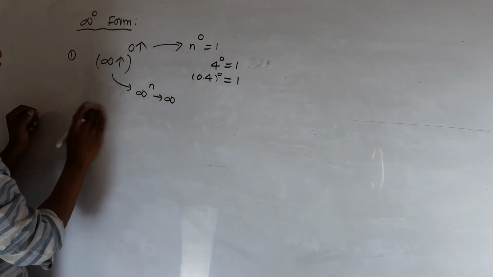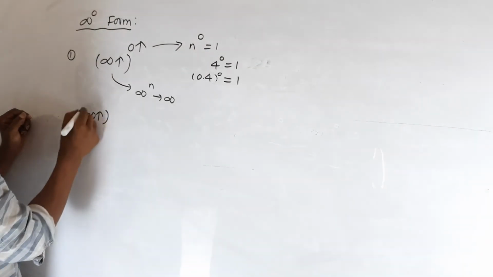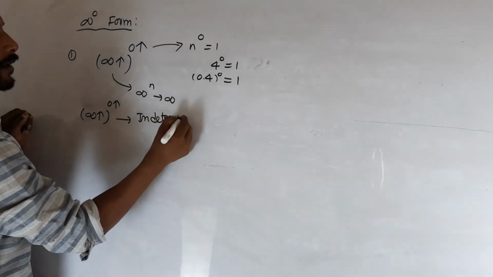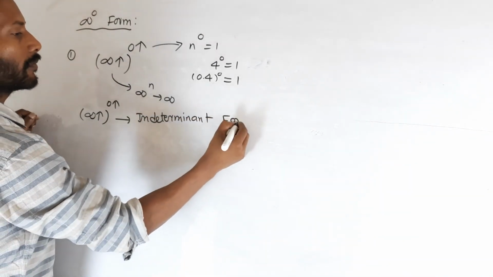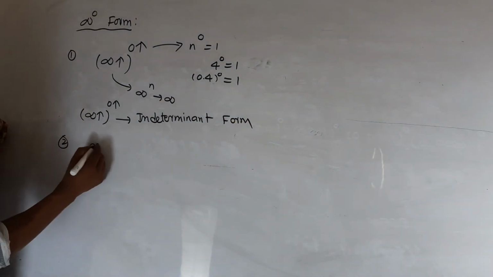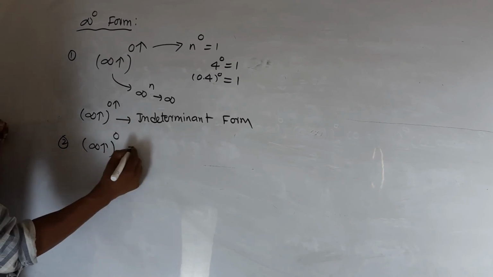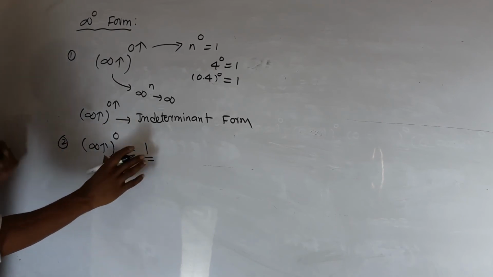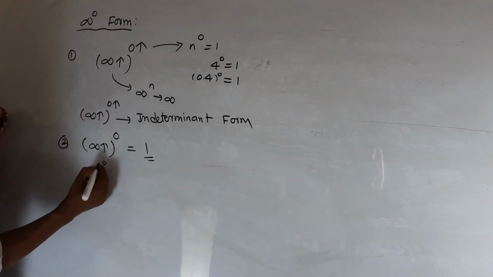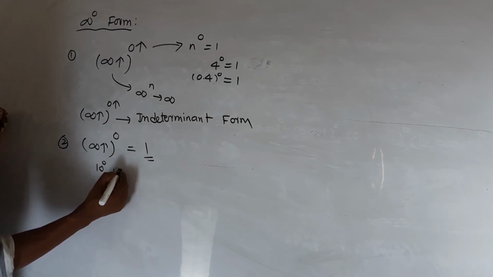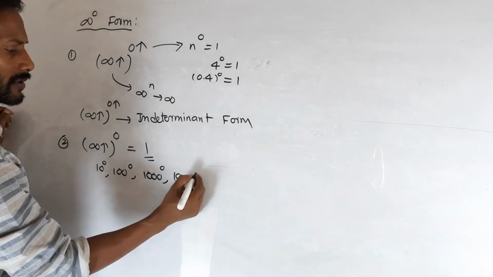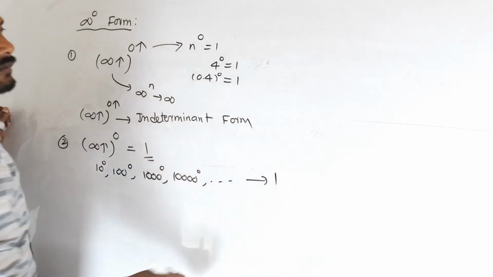Now base approaches infinity, power approaches 0: it is an indeterminate form. The second one is base approaches infinity, power is exactly 0. Anything power 0 is 1. This one is a determinate form. For example, 10 power 0, 100 power 0, 1000 power 0, 10,000 power 0, and so on. All are 1.